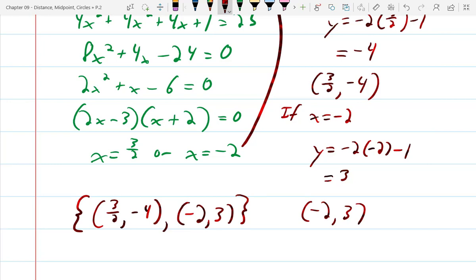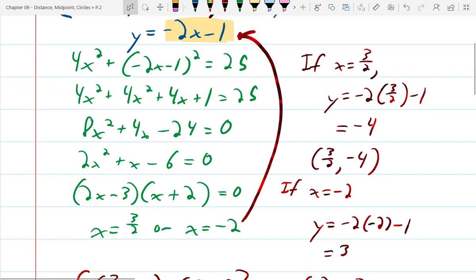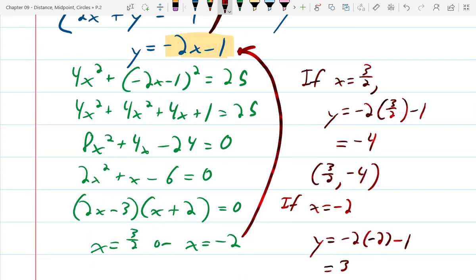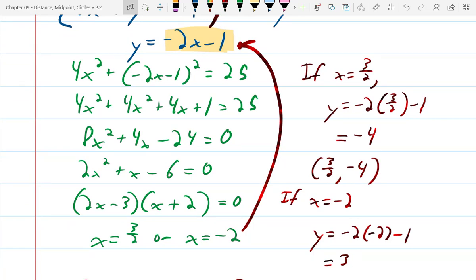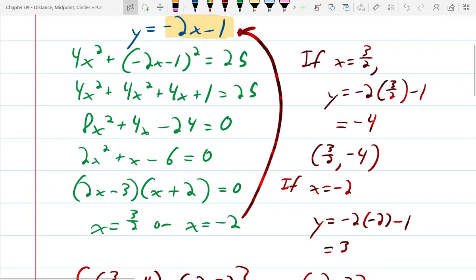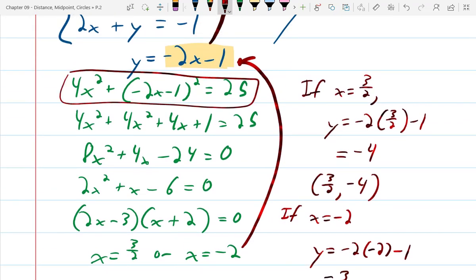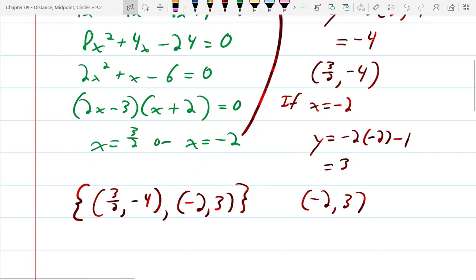Yes, Kate? How do you know it works? How do I know both of these work? Well, we got x values through legitimate means, and I plugged them back into the y value. You can test them. I know they both work in the second equation. I also know they both work in the first equation because I got the x values through very, very legitimate means by that first one. I never squared both sides, so I don't actually have to check.